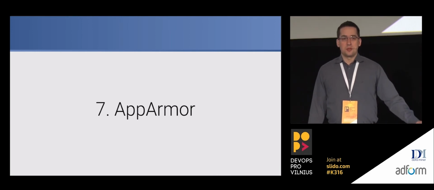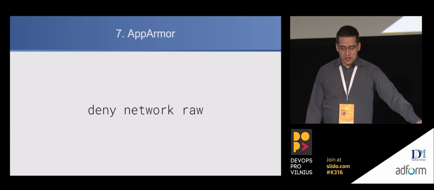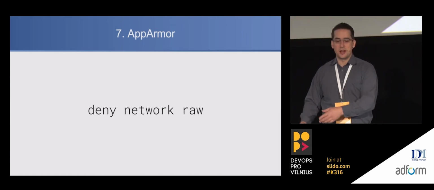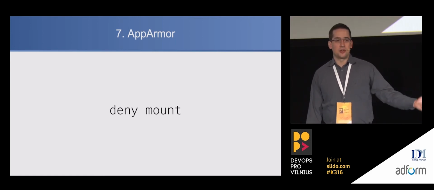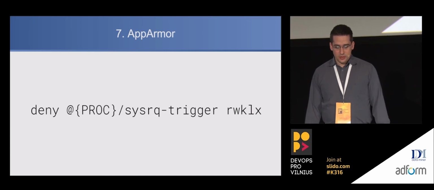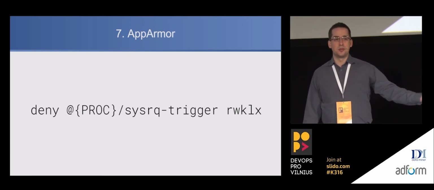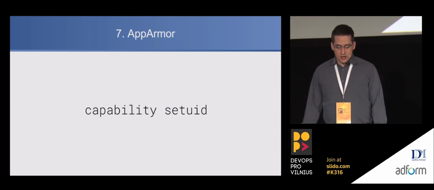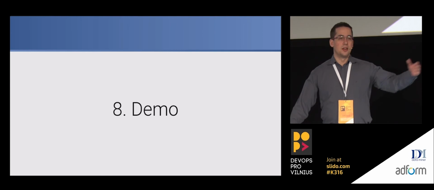Okay, last one, AppArmor. I'm not going to talk much about this. This is basically role-based access control. You can do stuff like, this AppArmor profile and any processes running with this AppArmor profile cannot open raw network connections. You can deny or allow mounting. You can allow or deny the sysrq trigger, which is used for reboots. It would be really silly to allow reboots inside a container. You can, for example, add capabilities like setuid, and that's about it. You can read up all this stuff.